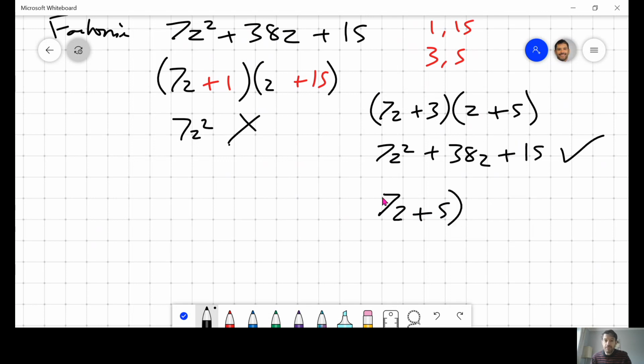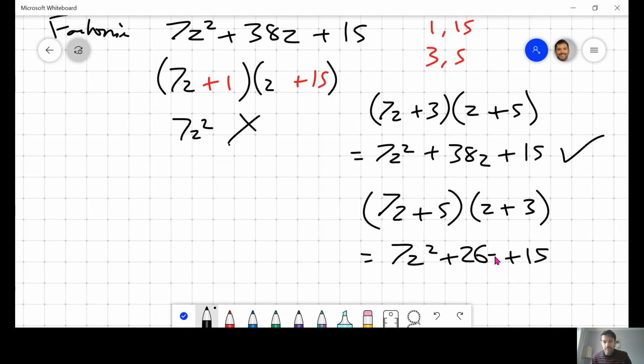7z plus 5, z plus 3. It's still the factor pairs, but if we expand that, obviously 7z squared, obviously 15, and then we've got 7 times 3, 21, plus 5, so it's 26z. No. Okay, so I've tried 3. I mean, I got the second one correct, but there you go. So that's really what you're doing.